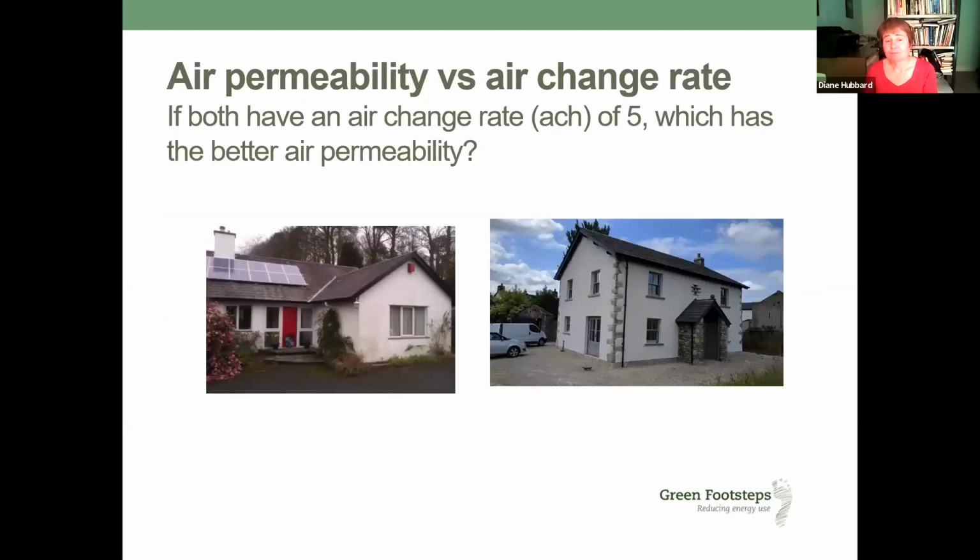So we've got two buildings here, two houses. We've got an L-shaped bungalow, and we've got quite a boxy detached house. Both properties are detached. I'm trying to illustrate the difference between air permeability and air change rate. Now, if we assume they've both got the same air change rate, could you have a quick guess as to which would have a better air permeability? So, Jonathan, if you can put up the next quiz, that would be great.